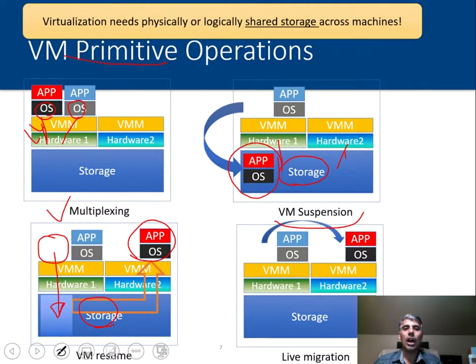All right. I again note that all of these primitives require the shared storage. Without shared storage, none of these operations are possible except multiplexing.